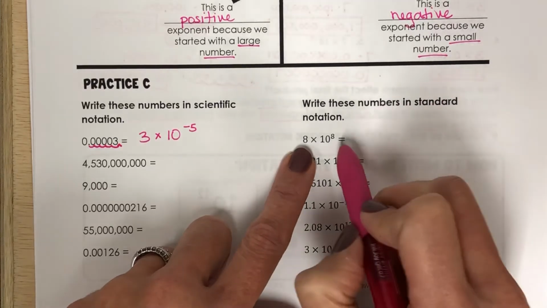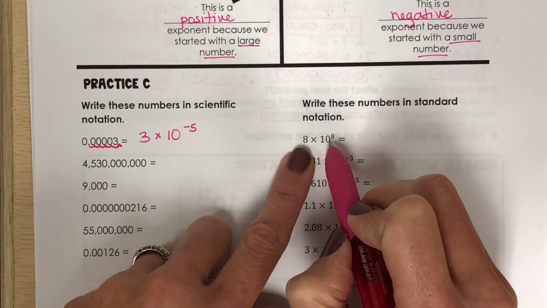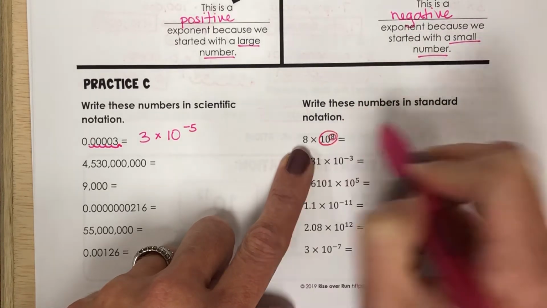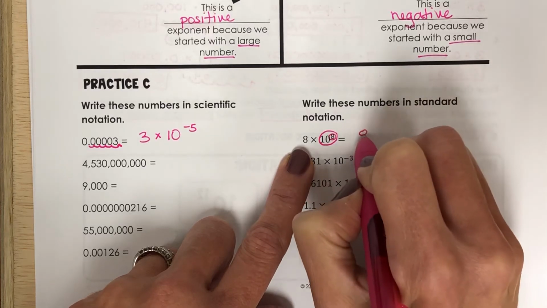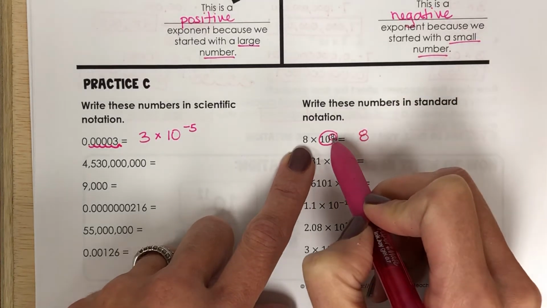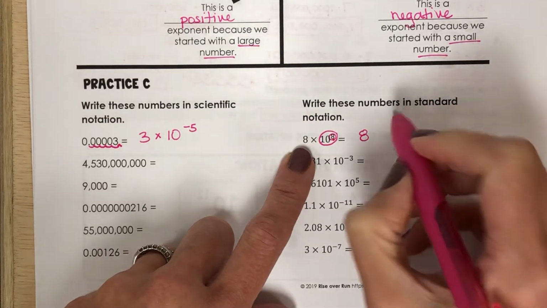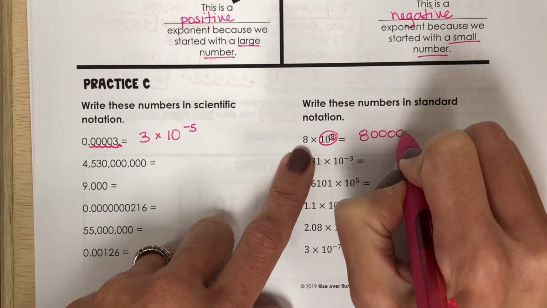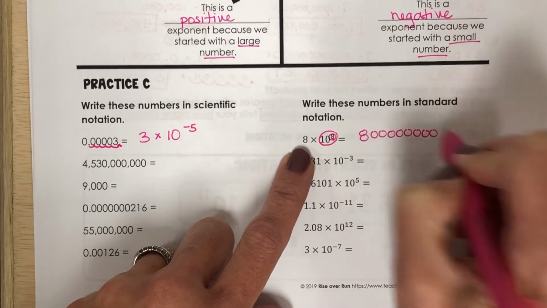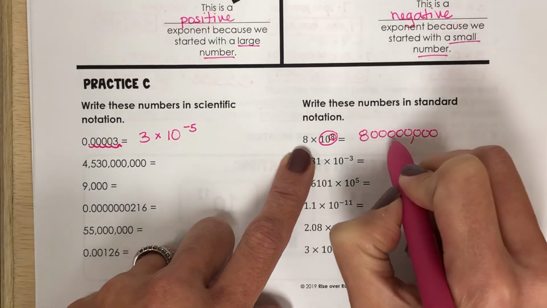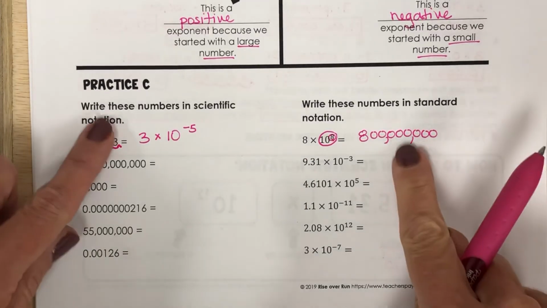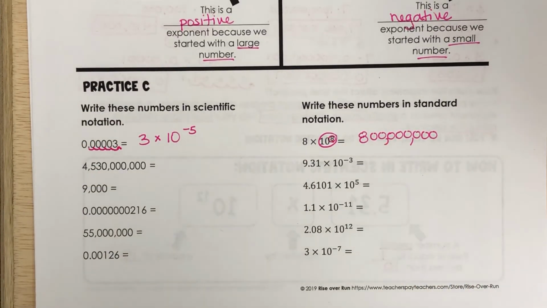And if I want to go from scientific back to standard, well, I know I'm going to basically be moving my decimal 8 places because my exponent is 8. So I have 8. And then this is a positive exponent, so I know I'm going to have a very, very large number. So I'm going to add 1, 2, 3, 4, 5, 6, 7, 8 zeros, and then add my commas. And so that's 800,000,000. Go ahead and work on the rest of these. I will give it a pause and then I will go ahead and fill these in.